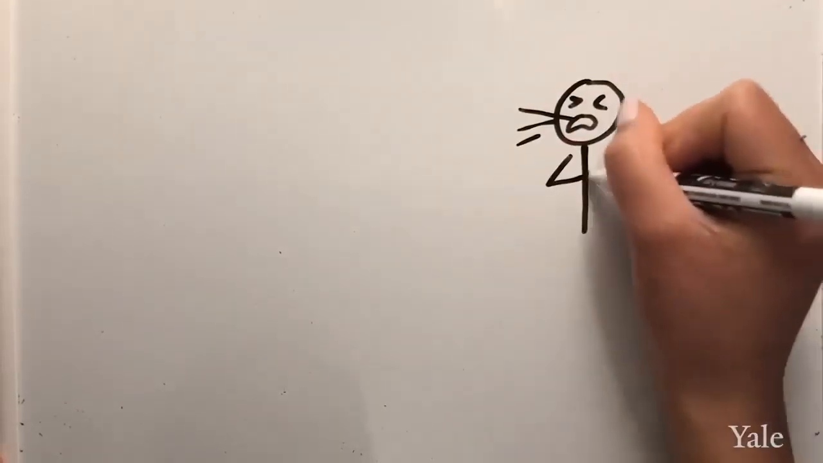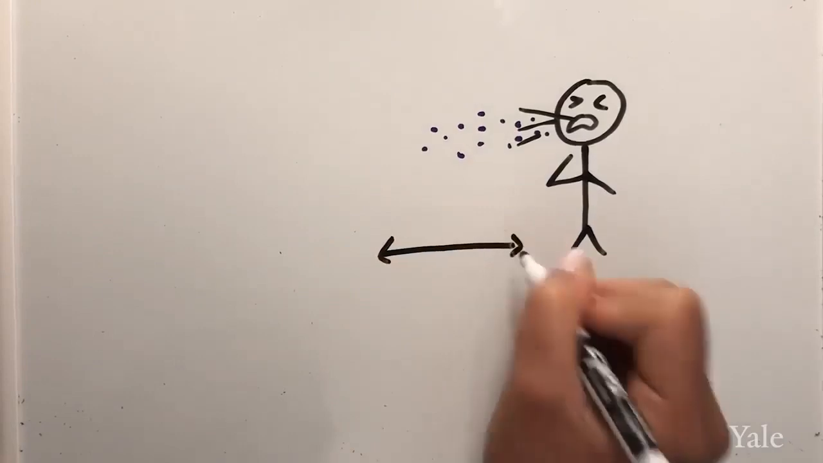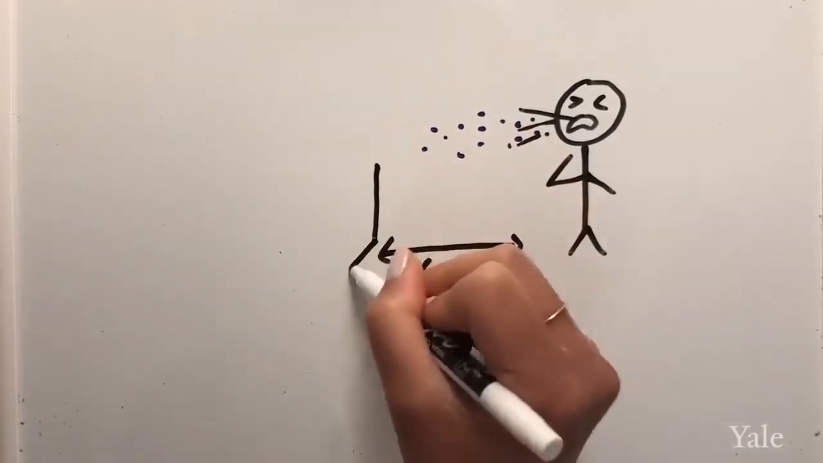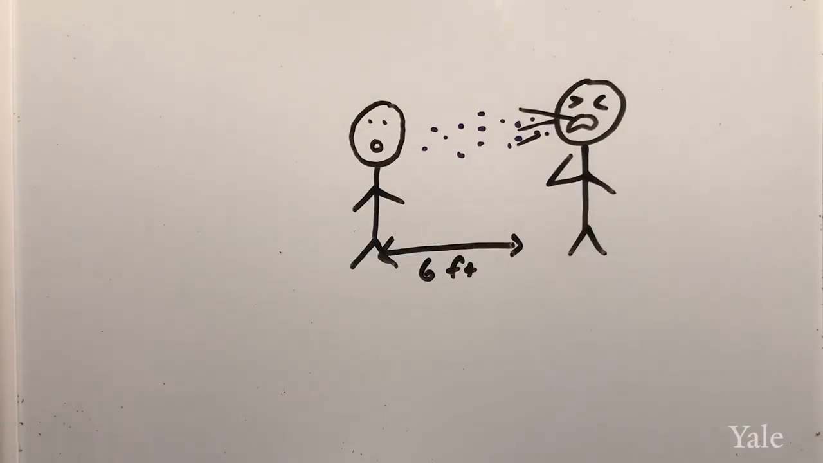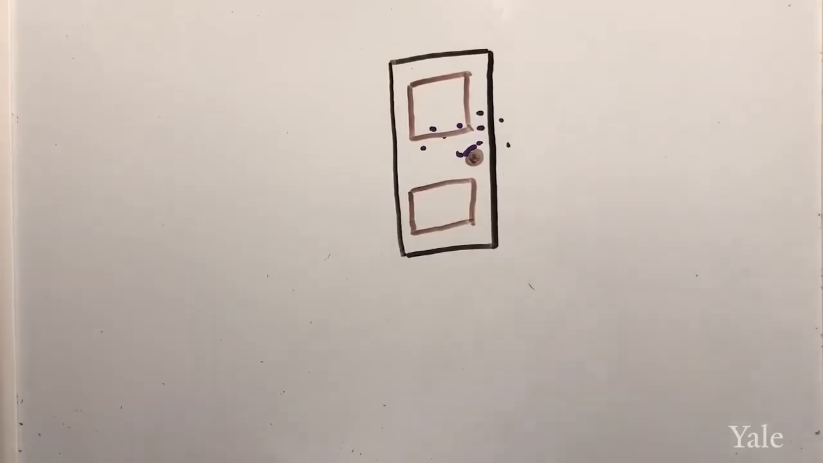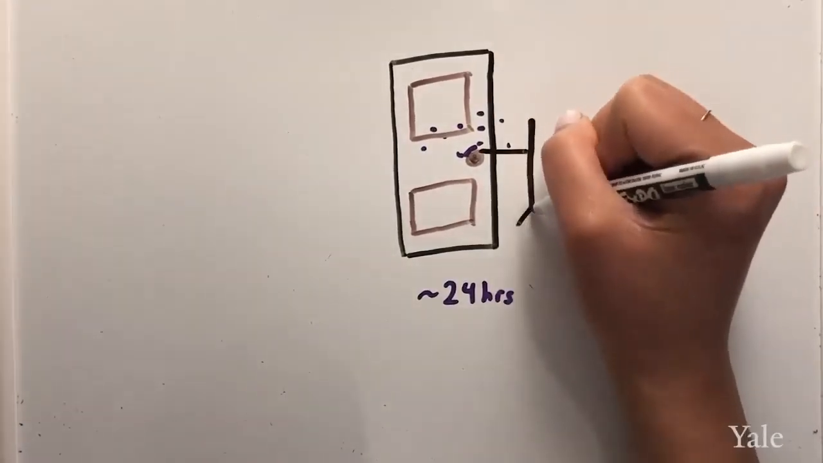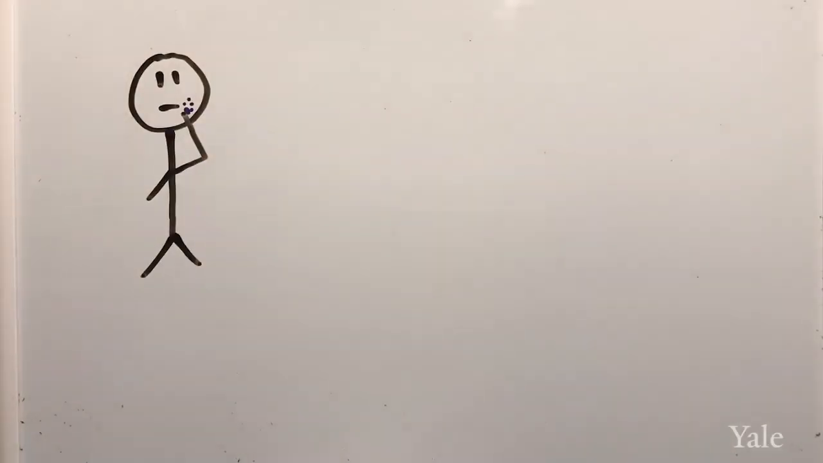Respiratory viruses like COVID-19 are spread by respiratory droplets that are released when someone coughs or sneezes. These droplets can stay aloft for 6 feet, so they can easily be transmitted to somebody standing nearby breathing in those droplets. Or those droplets can land on surfaces and survive on surfaces for around 24 hours. The virus can then be transmitted by touching those surfaces and then touching your nose, eyes, or mouth.